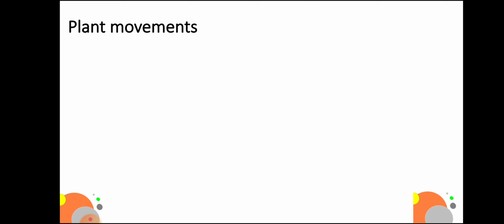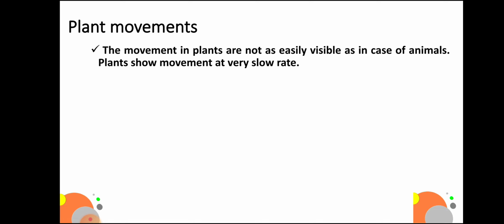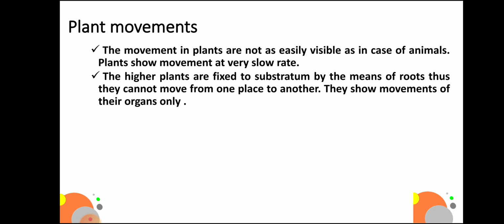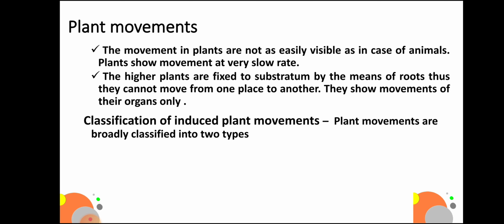Now we will discuss plant movements. The movements in plants are not as easily visible as in case of animals. Plants show movement at a very slow rate. The higher plants are fixed to substratum by means of roots, thus they cannot move from one place to another. They show movements of their organs only.